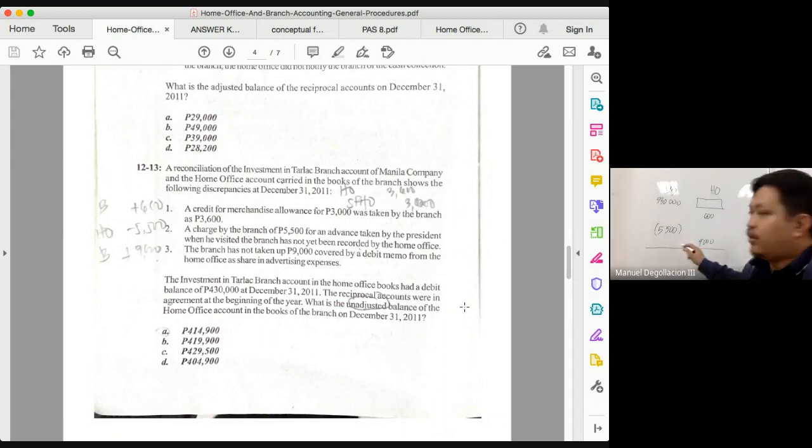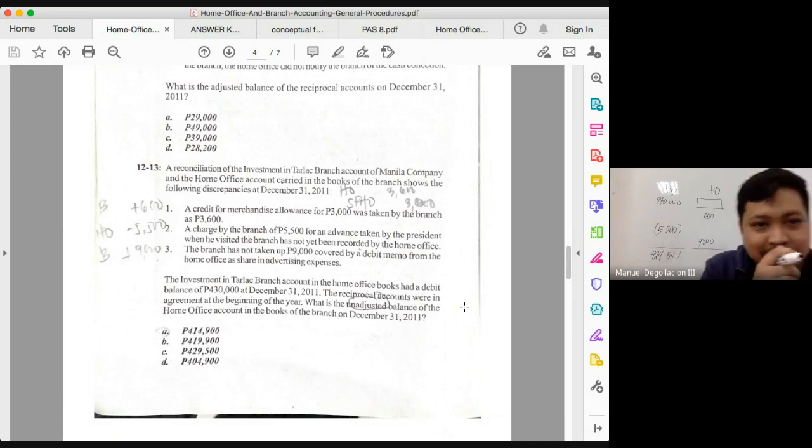First, of course, your exam class will have multiple questions for one problem just to give you more points for a single problem. So this problem will come out in the exam, and the first question is, what is the adjusted balance of your reciprocal accounts? Okay, and this would simply be 430,000 minus 5,500. So this would be, and you already have one answer in the examination.